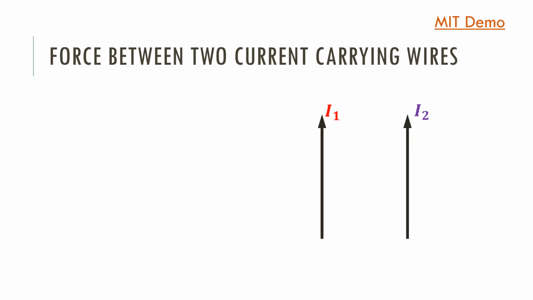What's going to happen here is this wire I1 will feel a force because it's in the magnetic field of the second wire. And vice versa, I2 will feel a force, the second wire will feel a force because it's in the magnetic field of the first wire.